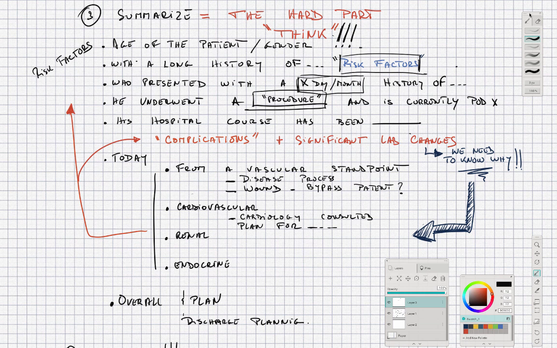So then his hospital course has been. So this is where you have to say either it's straightforward, we're excellent surgeons, so none of our patients have complications. Unfortunately, this is not the case. So either the patient's course has been uneventful, that is all I need to know, or the patient's postoperative course has been complicated by an episode of chest pain.